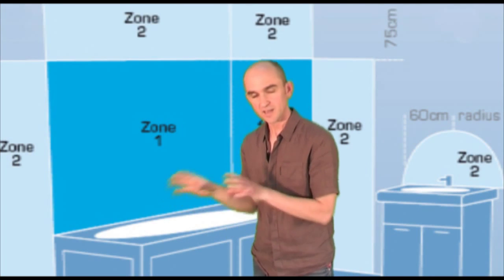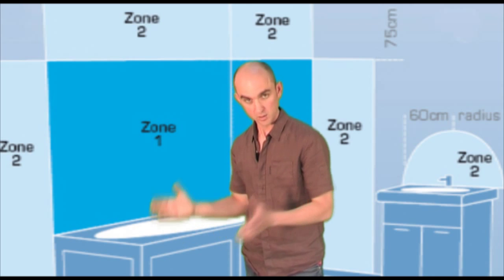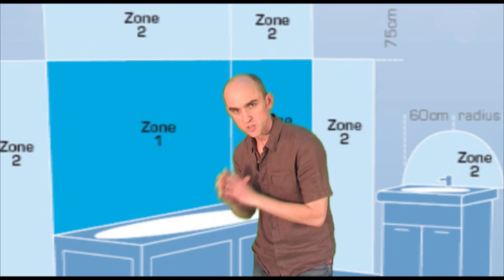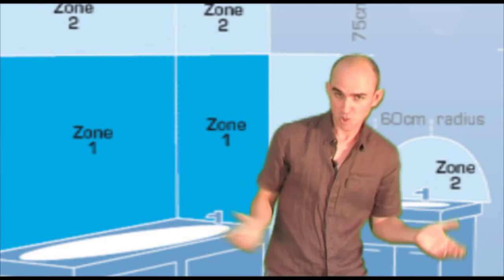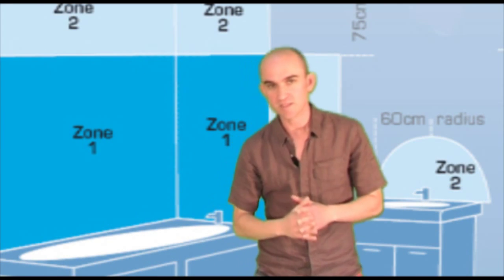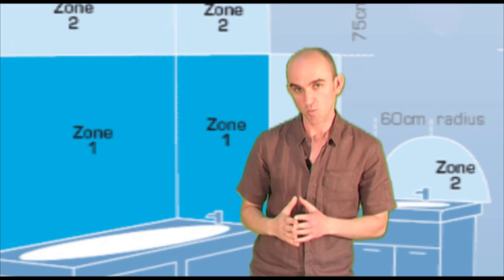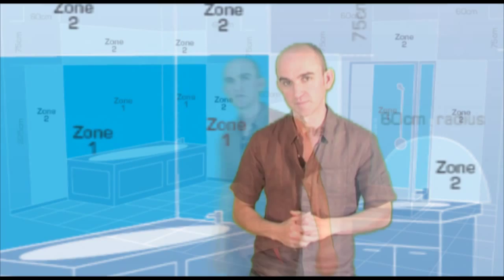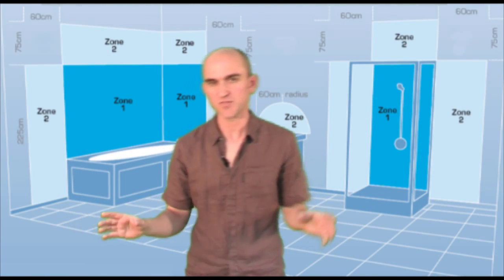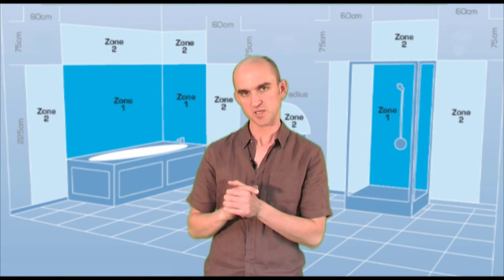Well, zone 0 is in the bath or in the shower that can hold water. 2.25 metres above the bath is zone 1. And zone 2 is 600 millimetres outside of the zone 0 and zone 1. So that's 600 millimetres outside of a bath or the shower. So each of these zones specifies an IP rating a fixture must have.